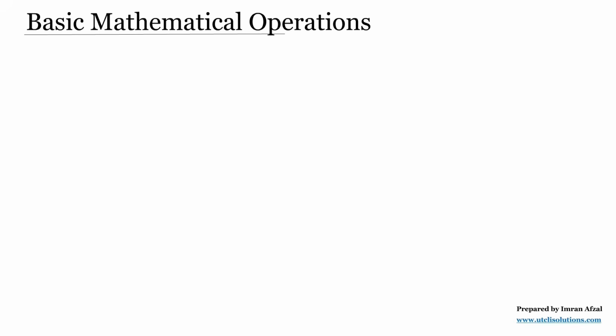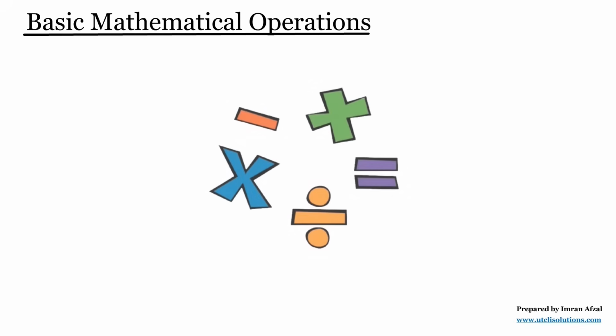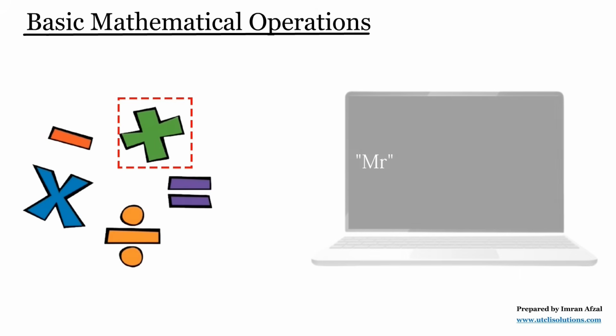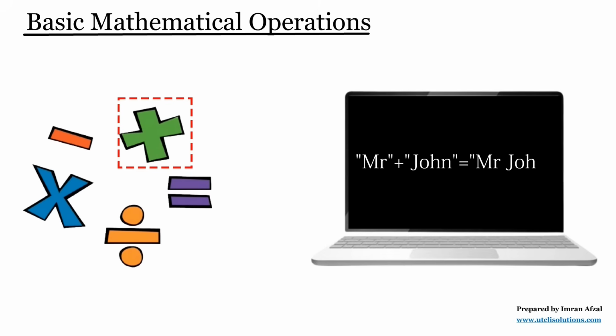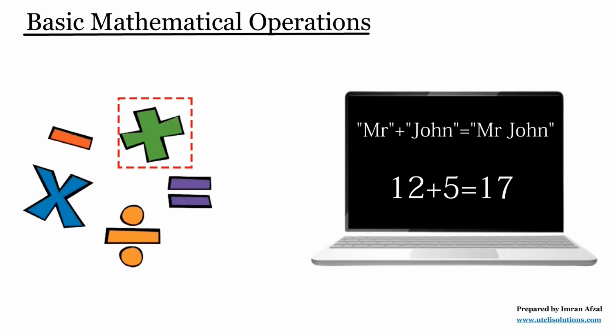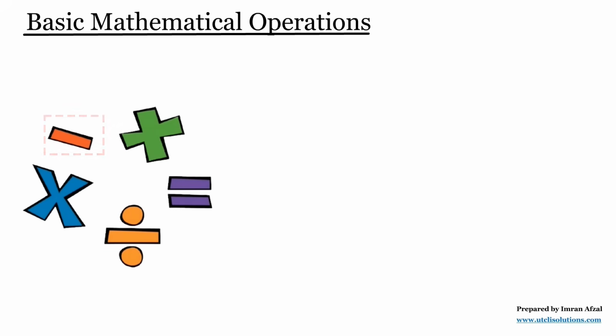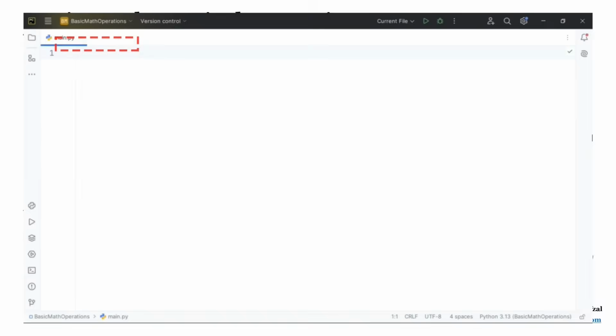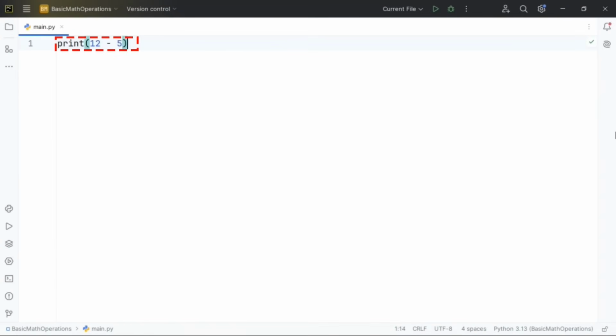In this lecture, we will learn some basic mathematical operations. So we already used the plus sign to combine strings or as a mathematical operator to add two integers, basically two numbers. Let's move on to the next one, which is subtraction. The minus sign is used for subtraction, as we all know, right? So, for example, 12 minus 5 equals what?